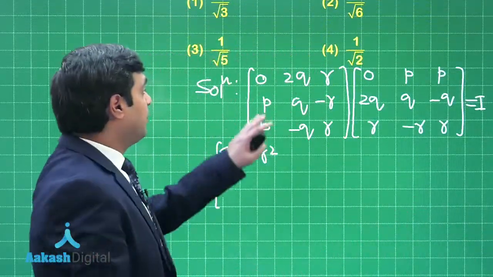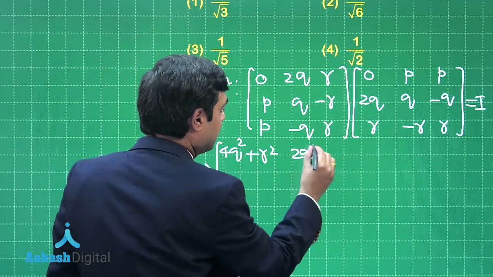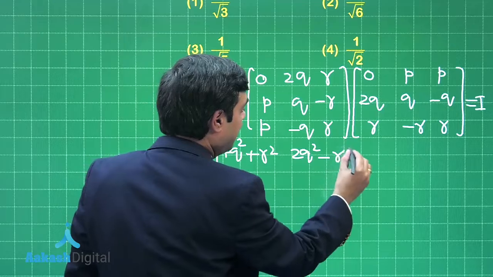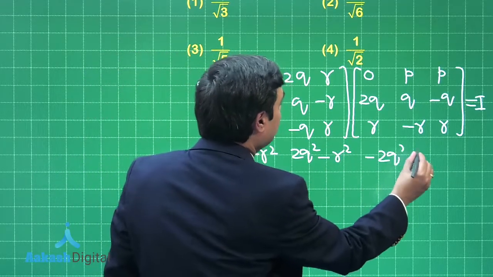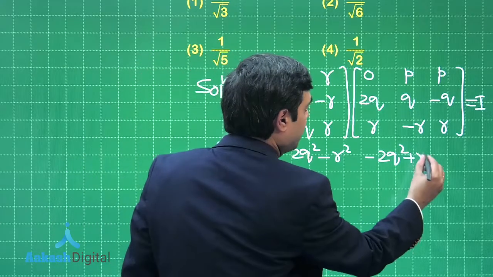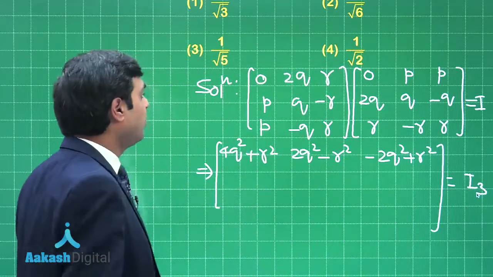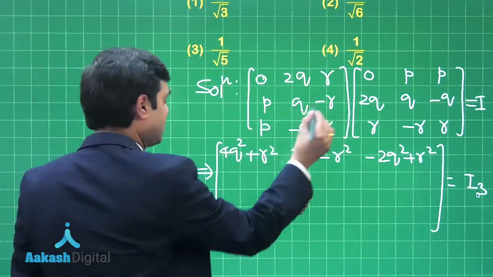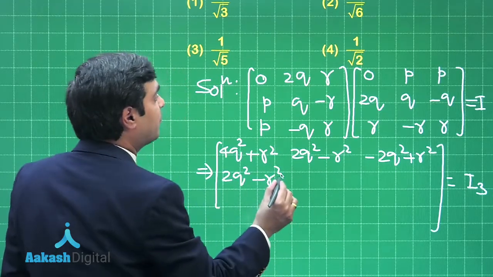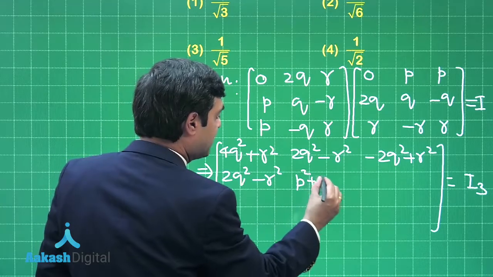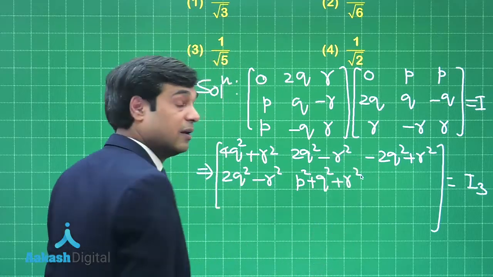Next, multiplying first row and second column, you have 0, 2q square minus r square. Moving ahead, you have 0, then minus 2q square and then plus r square, is equal to I3. Moving to the second row, this has 0 plus 2q square, then minus r square. Moving ahead, p square plus q square, and you have plus r square as well, right.